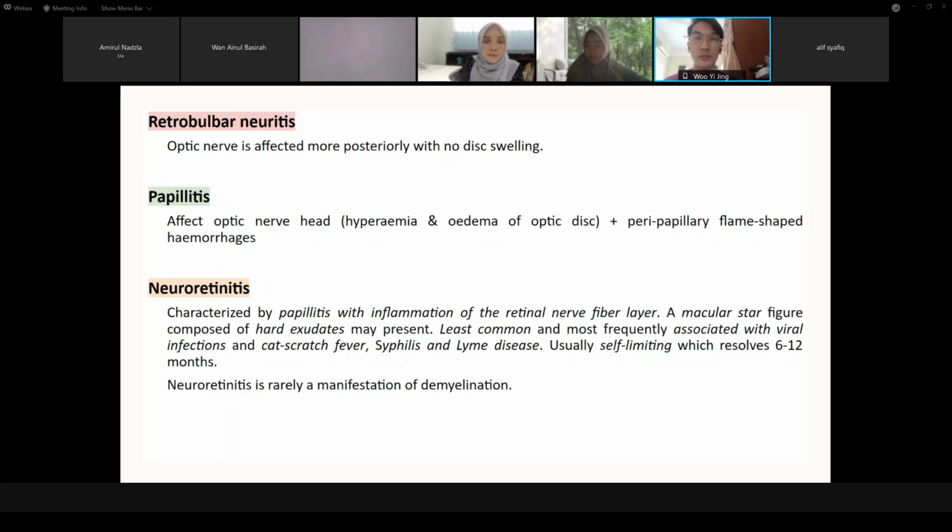And the third one is neuroretinitis, which is basically papillitis plus the involvement of macula. And you can see a macular star figure composed of hard exudates. Commonly, it is associated with viral infections and also bacterial infections, such as cat scratch fever, syphilis, and also Lyme disease. It is usually self-limiting and resolves in 6 to 12 months. Also, neuroretinitis is rarely a manifestation of demyelination. Next slide.